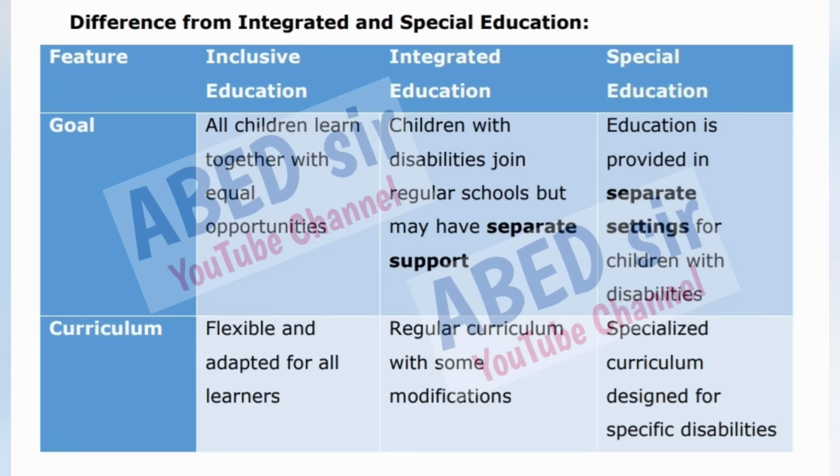Difference from integrated and special education. Feature: inclusive education, integrated education, special education. Goal: all children learn together with equal opportunities. Children with disabilities join regular schools but may have separate support. Education is provided in separate settings for children with disabilities. Curriculum: flexible and adapted for all learners. Regular curriculum with some modifications. Specialized curriculum designed for specific disabilities.